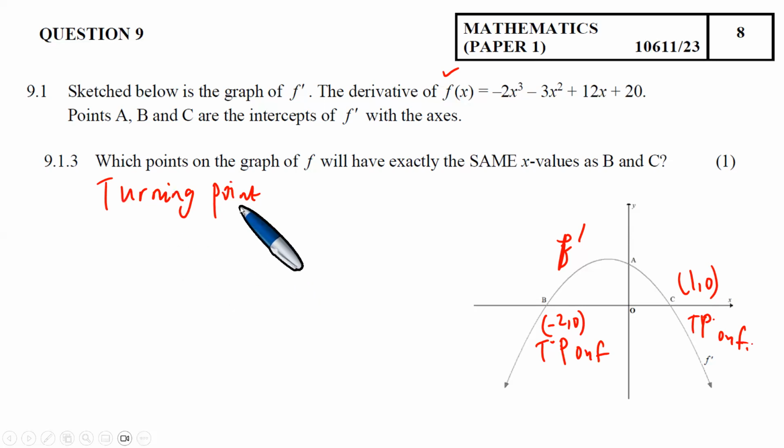Which point on the graph of f will have exactly the same x values as b and c? The turning points. That's the answer. Because these are the turning points, b and c become the turning points of the graph of f. They're not turning points here because this is the graph of the first derivative. But b and c are turning points of the original function, f, whose derivative has been sketched here.